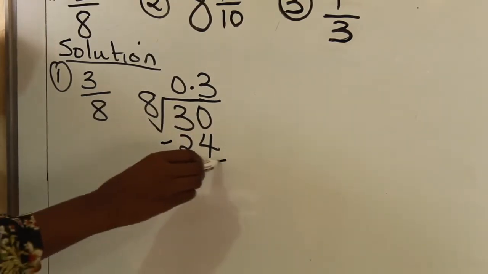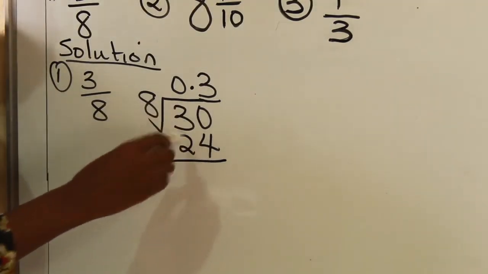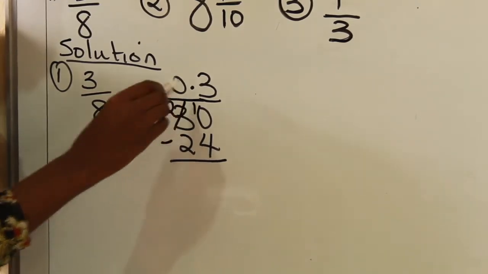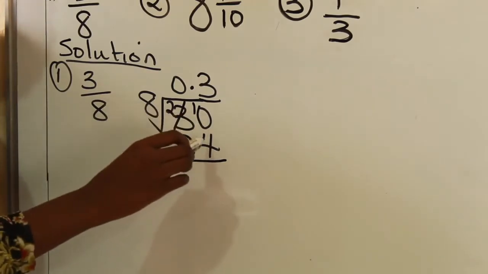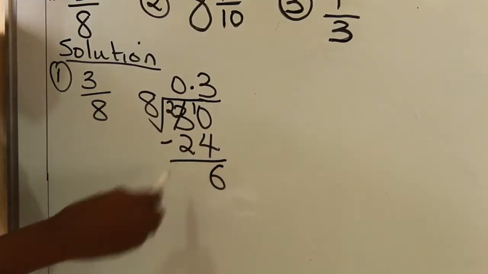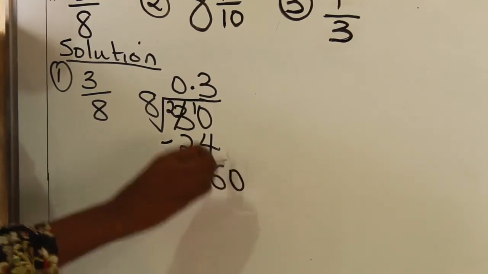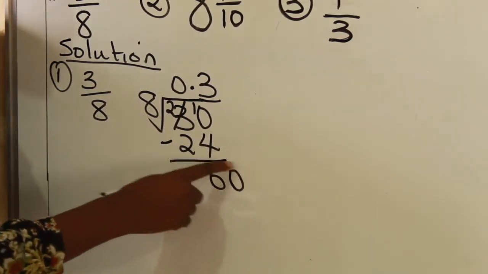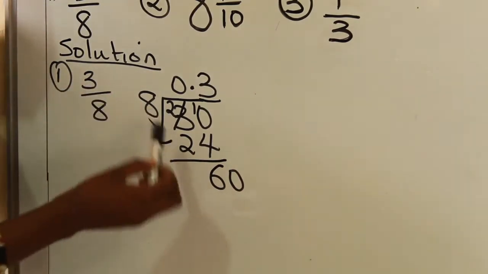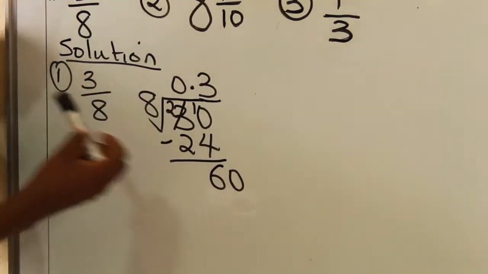Then we subtract. 0 take away 4 cannot go, so we have to borrow from 3. We are left with 2, and we add the 1 here. It becomes 10. 10 minus 4 is 6. And because we already have our decimal point here, we can add 0 here. 6 cannot be divided by 8. 6 is too small to be divided by 8.